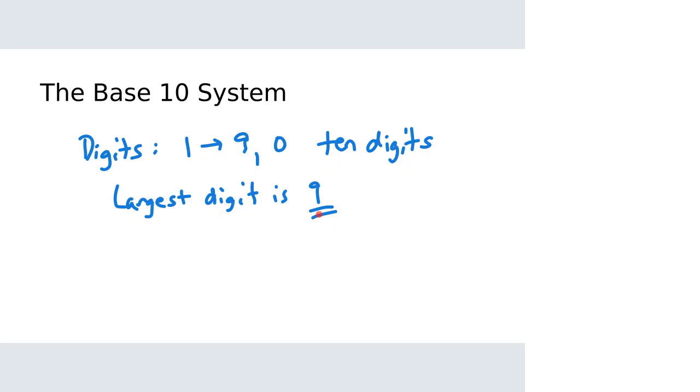Why is this called the base 10 system? Well, if we look at our place value positions in the base 10 system, we've got our decimal point here, and we have the ones place. Next to that, we have the tens place. Next to that, we have the hundreds place. And next to that, we have the thousands place. Let's think about those numbers for a minute.